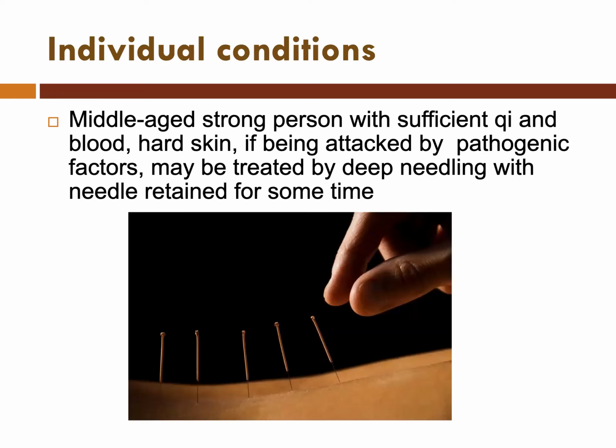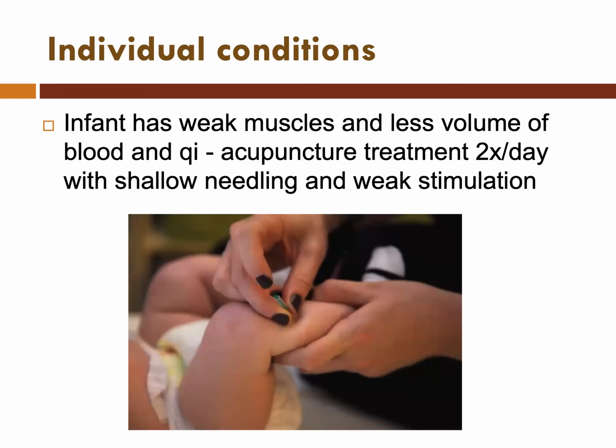A middle-aged strong person with sufficient qi and blood, hard skin, if being attacked by pathogenic factors, may be treated with deep needling and the needle retained for some time. Okay. An infant who has weak muscles and less volume of blood and qi, acupuncture treatment twice a day will be shallow needling and weak stimulation. As Ma'am Mildred earlier had shared, after insertion, the needle can be removed right away for babies.